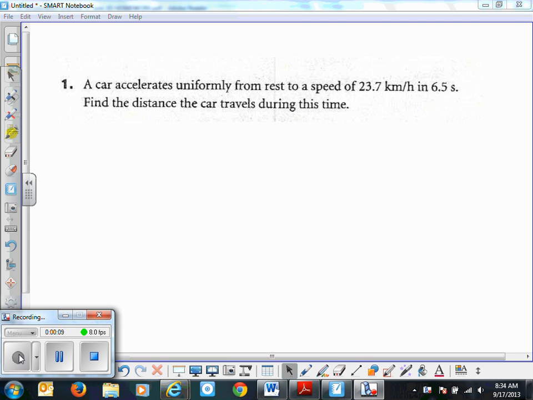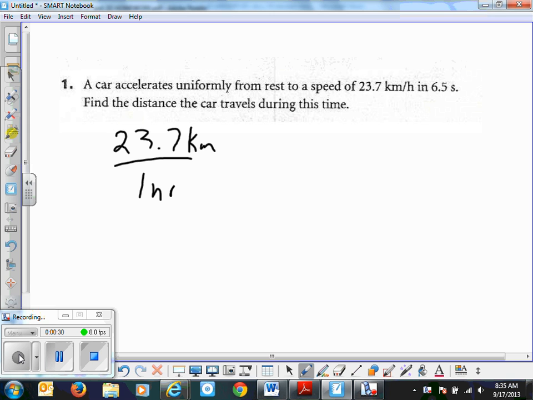The first question here is a car accelerates uniformly from rest to a speed of 23.7 kilometers per hour in 6.5 seconds. So what I always do is put my numbers into meters and seconds. So how do we do this? Well, if you have 23.7 kilometers for every 1 hour, that's what this is, right? So we have to factor out these labels. So in the end, we want to have meters over seconds. Do you agree with that? Okay, so how do you do that?